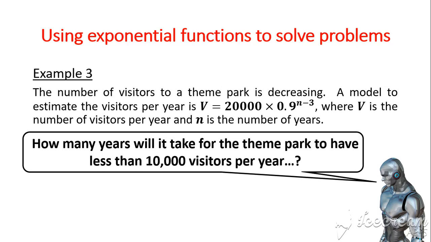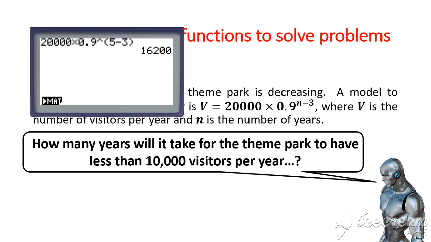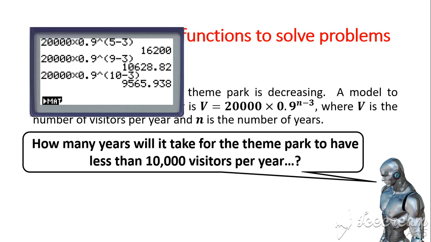Now, next year, if you continue mathematics, we're going to show you a really cool trick that can work this out exactly. But for now, we're going to play a game of just guessing and checking. 20,000 times 0.9 to the power of, now I'm going to go bracket n minus 3, so I'm going to guess 5 minus 3. That's 16,000. No, that's not what I want. So let's go 20,000 times 0.9 to the power of bracket 9 minus 3. No, not quite there. So when I get up to 10, I know that I've got under 10,000 people. So it's taken me 10 years to get less than 10,000 people.